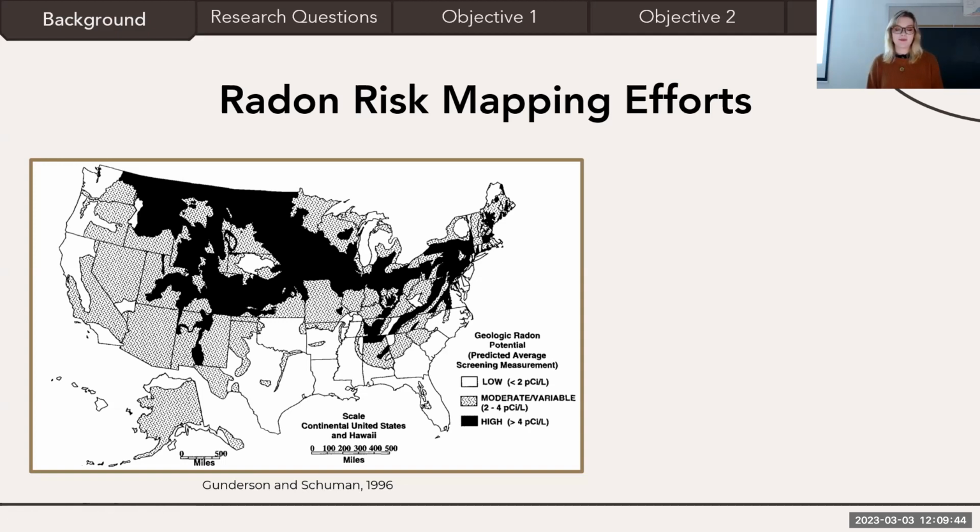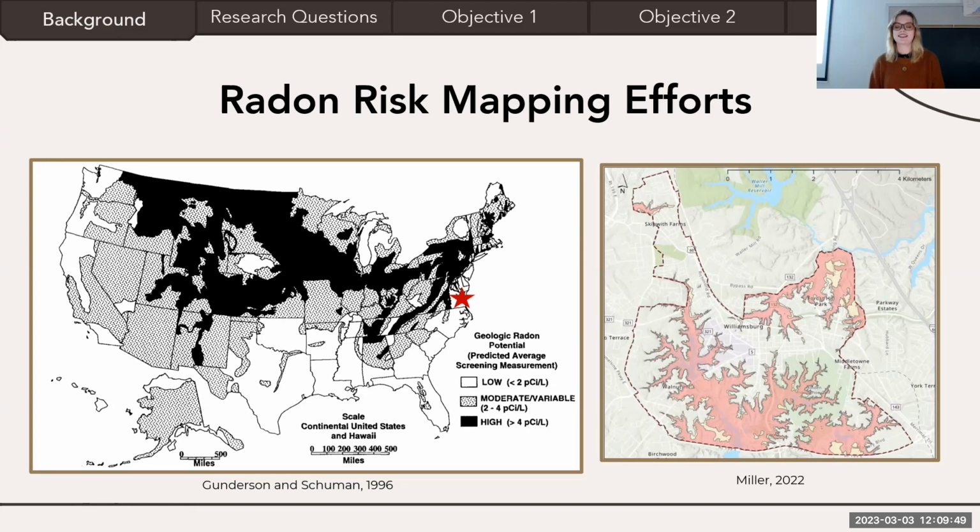However, the William and Mary Gamma Lab has shown within Williamsburg, in work done by Dorian Miller last year, that they looked at sediment cores within the surrounding area and found that the base of the Yorktown Formation had high levels of gamma radiation. That shows a lot more local variability in radon risk than indicated by the EPA map and the Gunderson and Schumann paper.